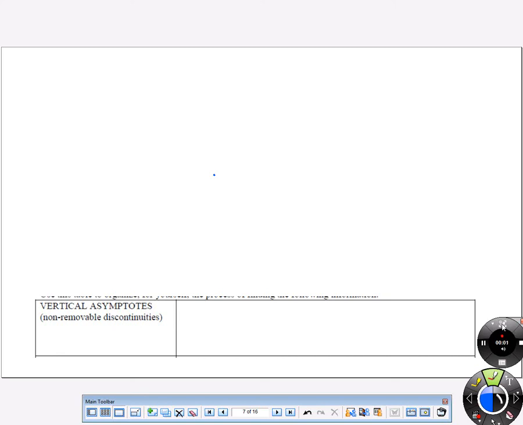General ideas of things that we could establish when somebody put one of these equations in front of us. So first thing, vertical asymptotes. How do we find them?